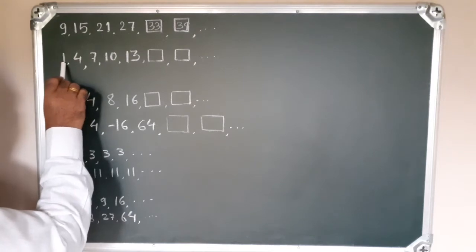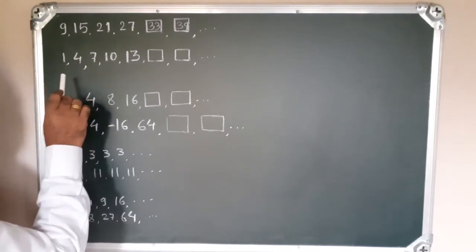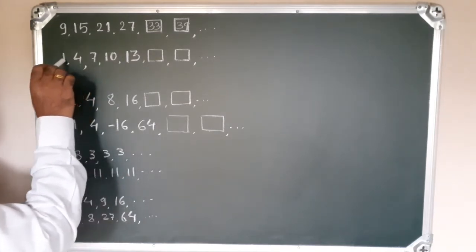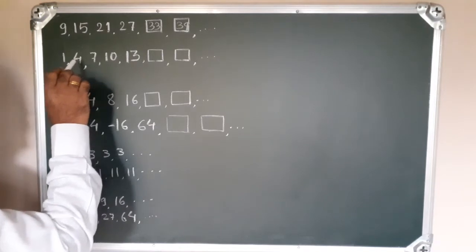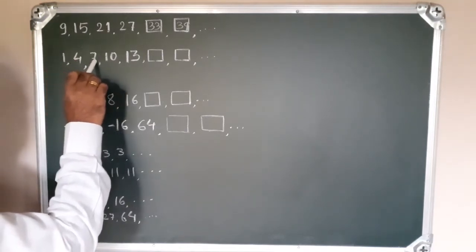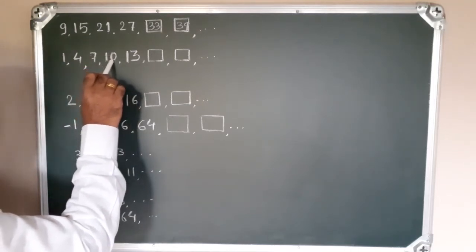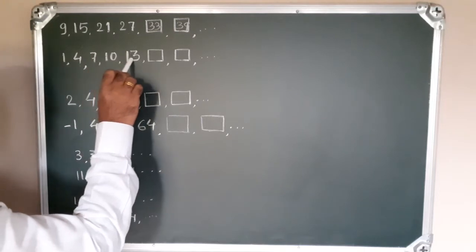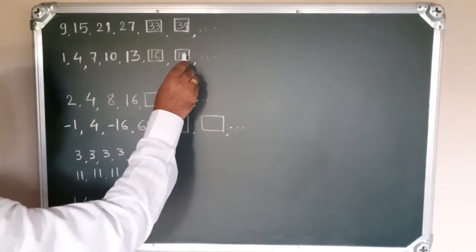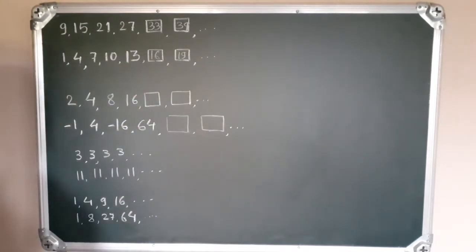See here, the first number is 1, the second is 4. The difference between these two is 3. So if we add 3 to this number, we get 4. And if we add 3 to 4, we get 7. If we add 3 to this 7, we get 10. If we add 3 to this number, we get 13. 13 plus 3, 16. 16 plus 3, 19, and so on. This is one sequence.